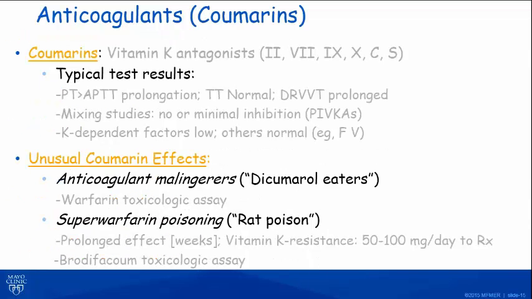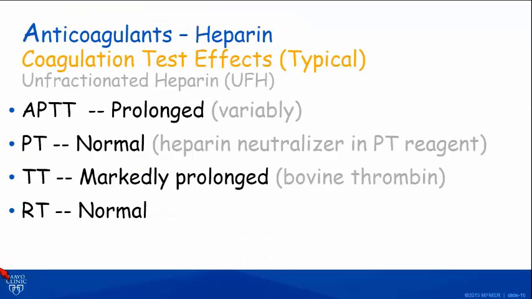The typical test results you're well familiar with for coumarins, warfarin: the pro time typically more prolonged than the PTT. Mixing studies usually don't show much inhibition. If you need to, the K-dependent factors are low and others are normal. Some unusual effects include people poisoned with warfarin, or even worse with rodenticides, which have a very long half-life, a couple, 3 weeks. You can bypass this with very large suprapharmacologic doses of vitamin K for many weeks.